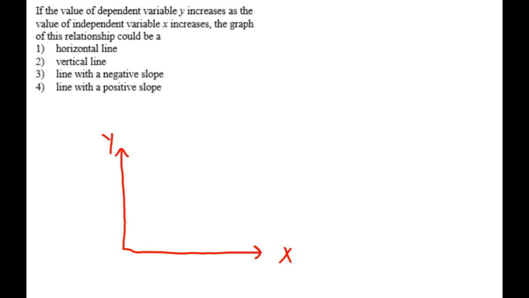First example: if the value of dependent variable y increases as the value of independent variable x increases, the graph of this relationship could be, and then we want to determine which of the following. So as our y values go up, our independent variable also goes up. So as x increases, y increases. As we go to the right, our y values are going to go up. That's going to represent a line with a positive slope. That represents positive correlation between those two variables.